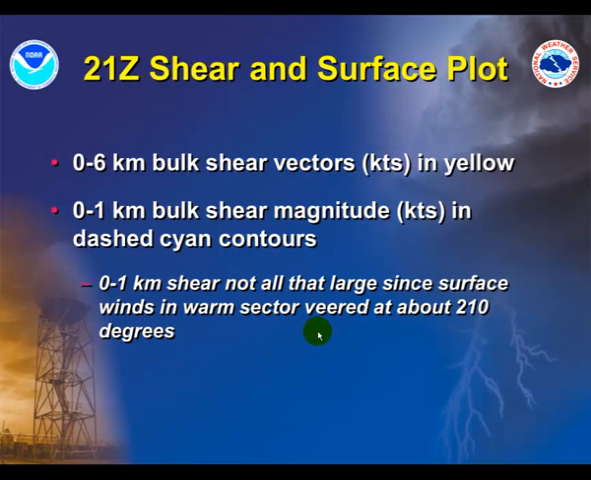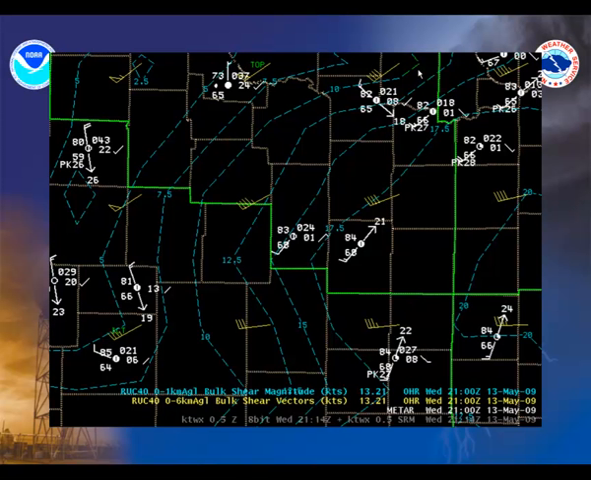So on the following slide, just showing the environment again: 0 to 6 kilometer bulk shear vectors in yellow, 0 to 1 kilometer bulk shear magnitude in dashed cyan, and the 0 to 1 kilometer shear was not all that large because of the veered surface winds. So here's our cold front, basically from east of Topeka. Here's Lawrence here, east of Topeka to just west of Emporia. This is Emporia, to east of Wichita down here. So here's the cold front. Out ahead of the cold front, we have bulk shear vectors in yellow of about 35 to 40 knots, and we have 0 to 1 kilometer shear in the dashed cyan contours from 15 to 20 knots.